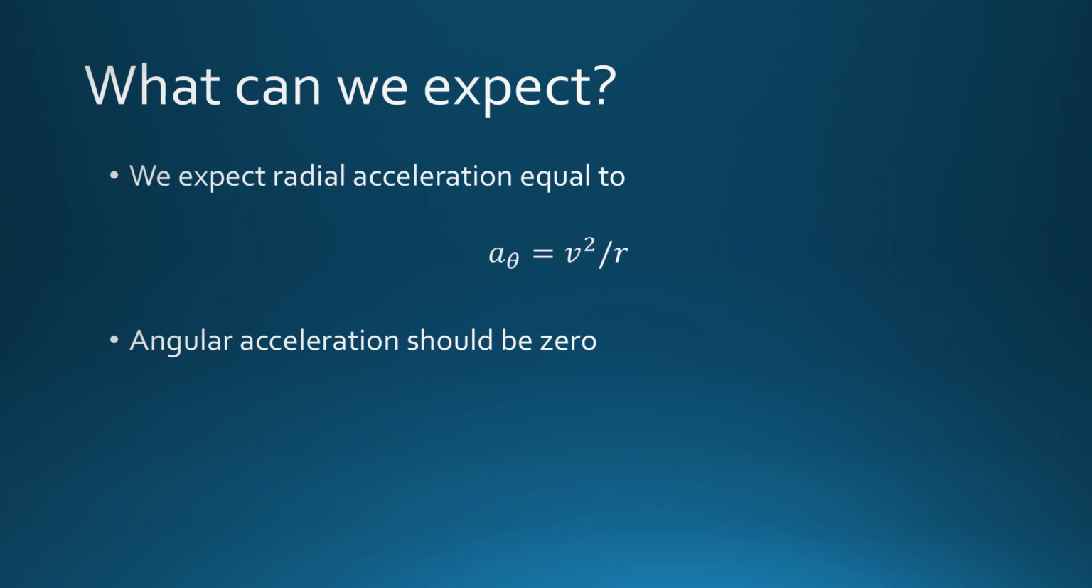So, what can we expect? We expect radial acceleration to equal v squared over r. This is known as centripetal acceleration. Angular acceleration should be 0, since the car isn't speeding up or slowing down.